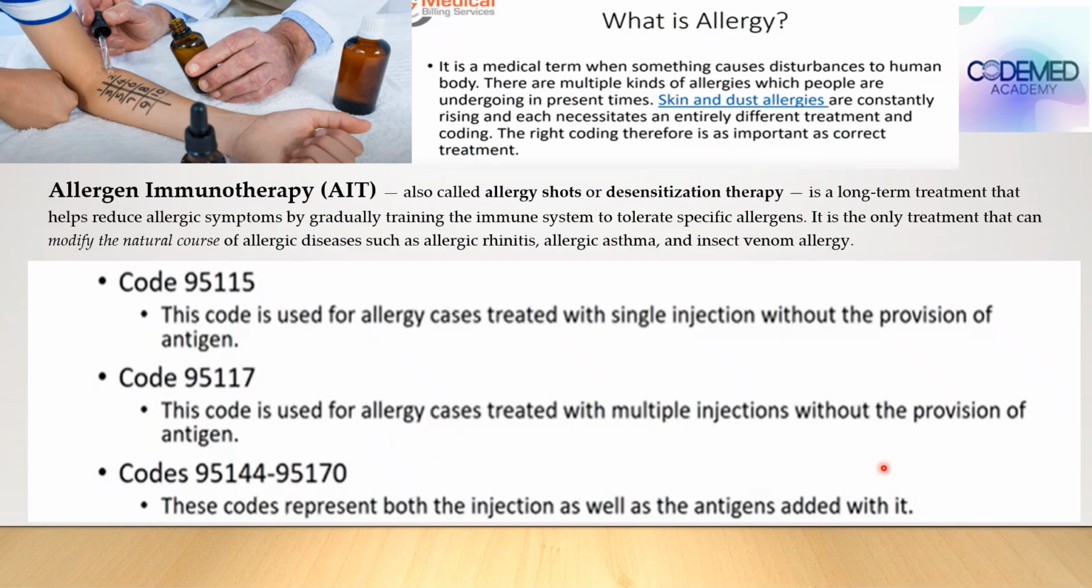Now if you look at the code, it is 95115. This code is used for allergy cases treated with a single injection without the provision of the antigen. So remember, many a time the code differs depending upon what has been done, whether the doctor has only given the injection or whether the doctor has prepared the particular dose by adding all the different antigens. That will decide the code. So let us look at the code further in detail.